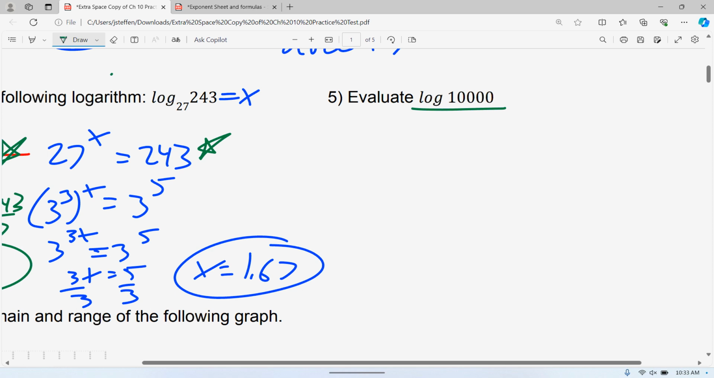If this is a multiple choice question, just put that in your calculator. Log of 10,000. Remember, log base 10. That's the button in your calculator. So if it's multiple choice, I don't care if you show your work. So definitely use your calculator.